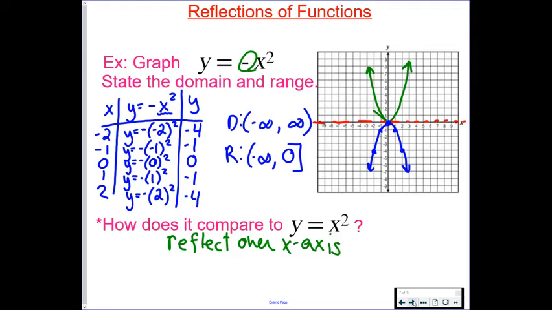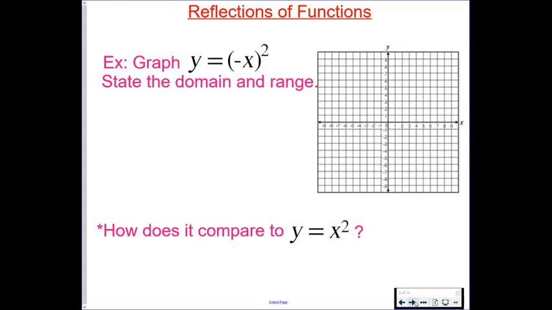Let's try another one that looks a little bit different. Y equals negative x, quantity squared. You'll notice the difference between this one and the last one we just did. The negative is now in parentheses. So let's see how that affects our graph. Again, just choose some ordered pairs. Negative x squared, and then y.